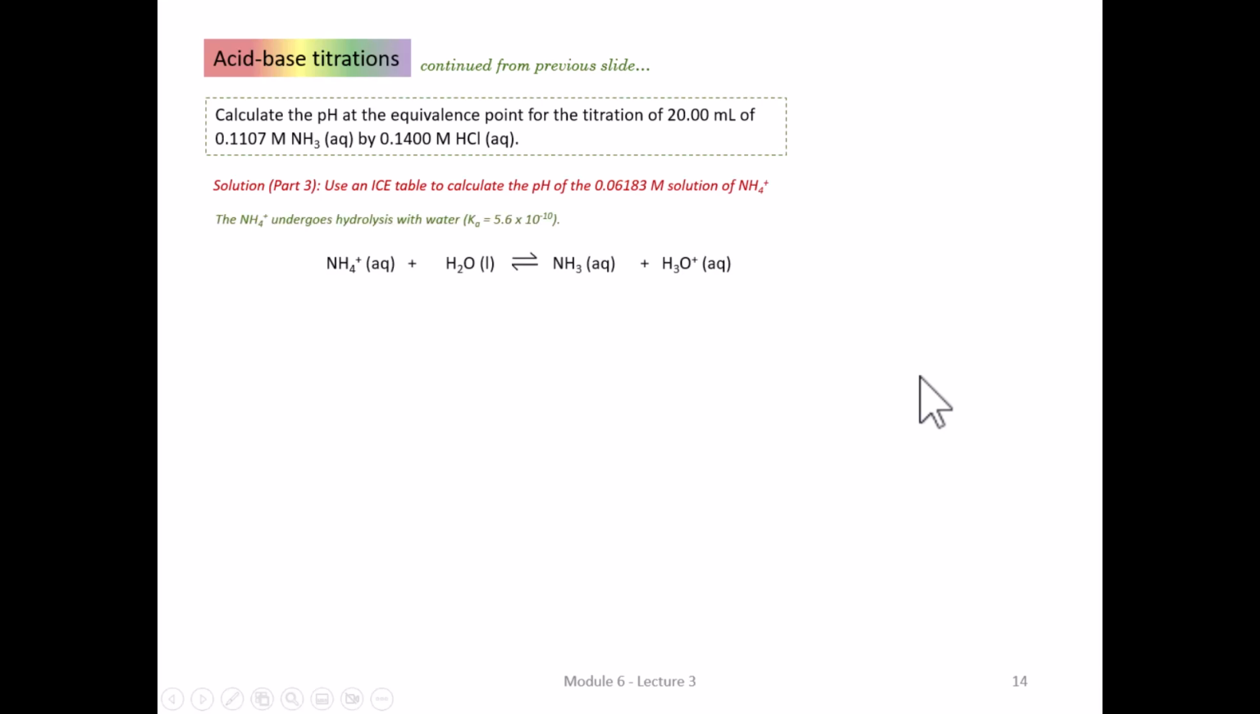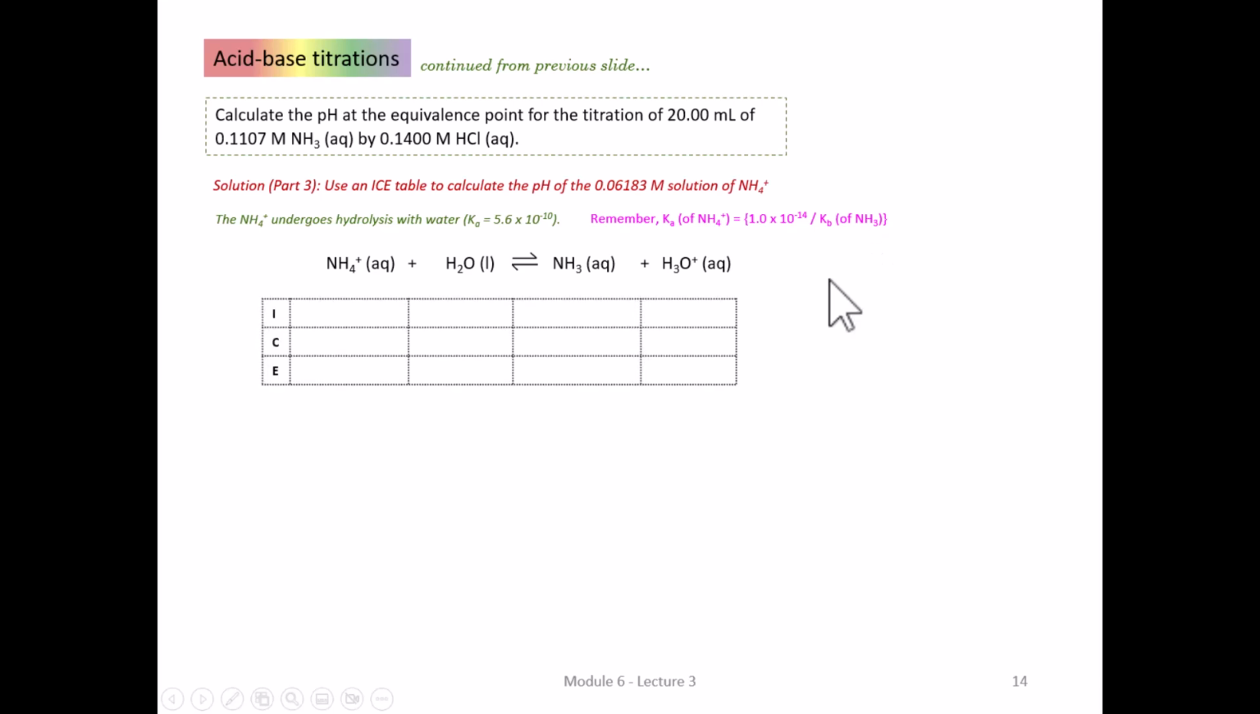Well, now we can use an ice table to calculate the pH of this solution of ammonium ion. As I said, the ammonium ion is acidic in water, so it should undergo hydrolysis with water to reform a little ammonia and some hydronium ions. The Ka of this ammonium ion is 5.6 times 10 to the minus 10, and remember, you can get that by taking the Kw of water and dividing by the Kb of ammonia, which you could look up.